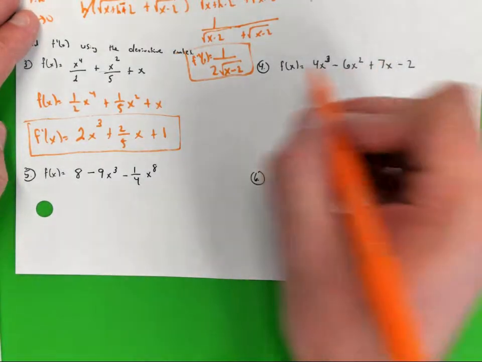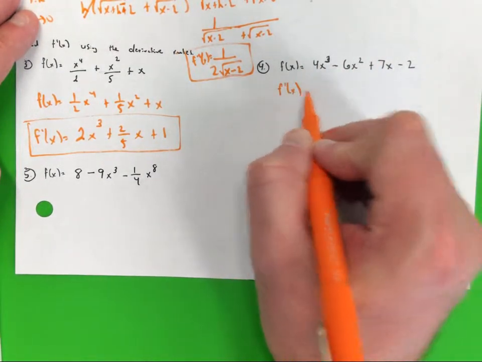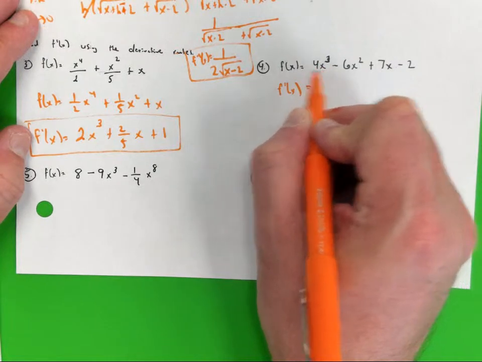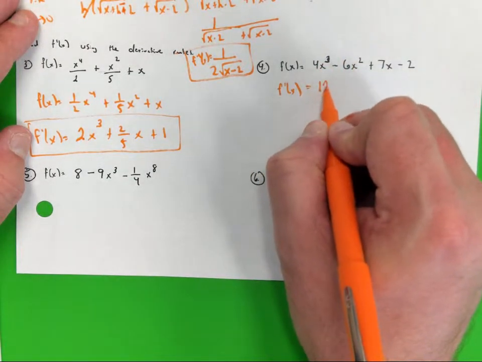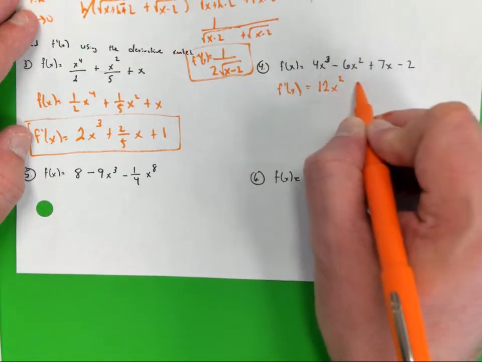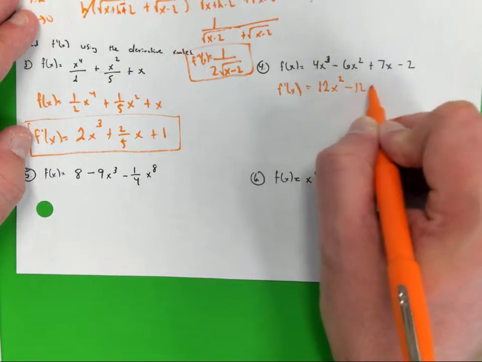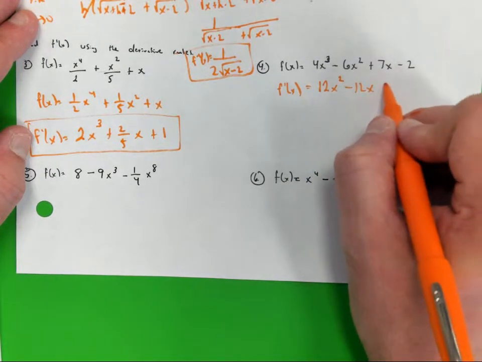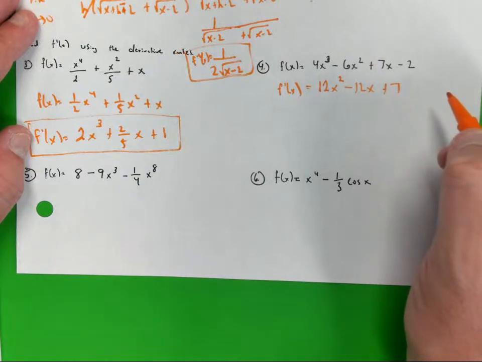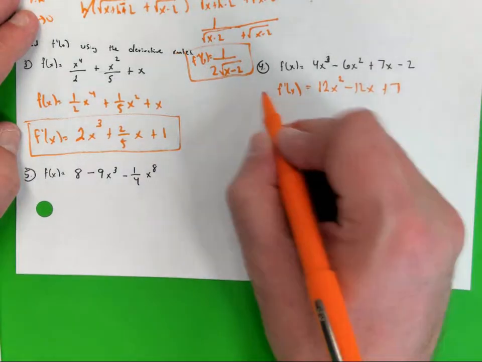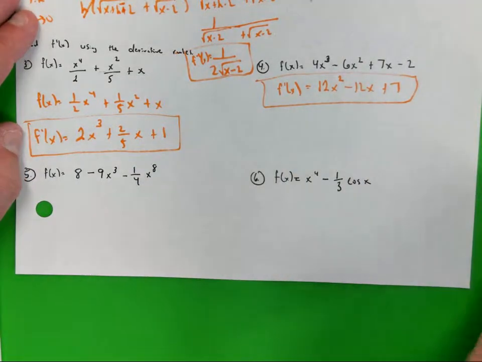Number 4. Do we need to rewrite anything on number 4? No, it's good. What's the first derivative of the first term? 12x what? Next. Minus 12x next. Plus 7. And then what's the derivative of any constant? 0. There's your derivative. AKA slope generator.